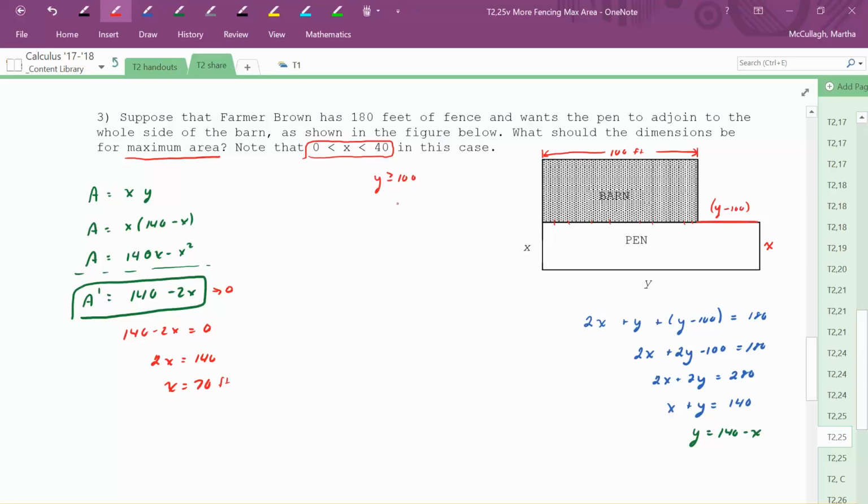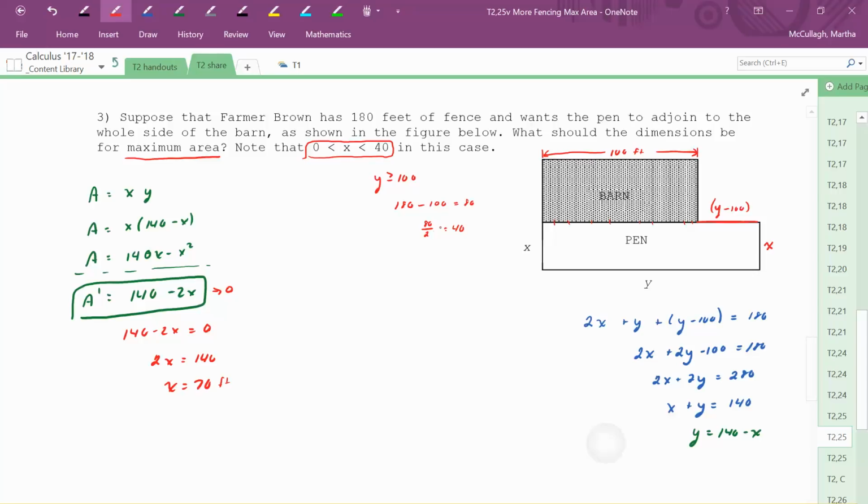Let me just write that out. Now we have 180 feet of fence. If I only take 100 feet of it for the y, that leaves me with 80 feet. If I take the 80 feet and divide that into two pieces, because I've got to have an x on each end, that leaves me with at most 40 feet for the sides of the pen.